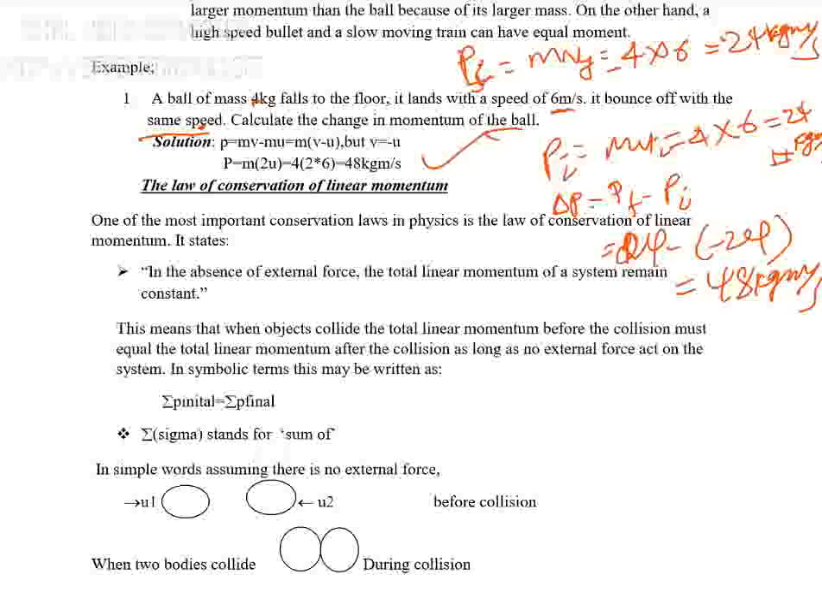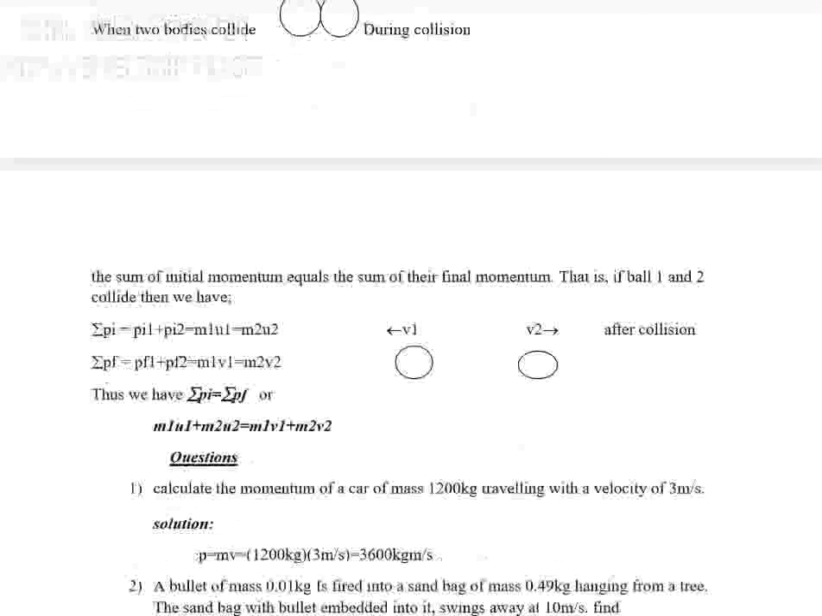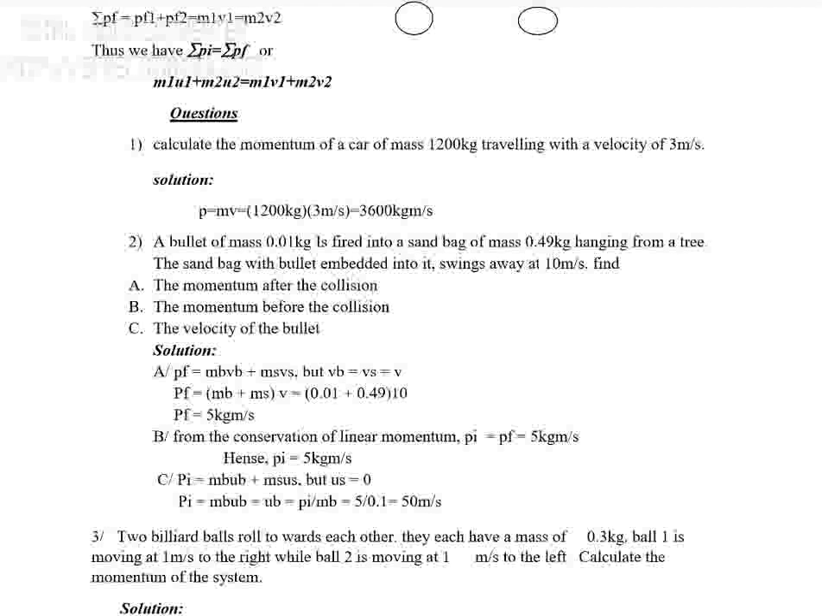Okay, we have seen about conservation of linear momentum before. Therefore, let us jump that and let us see two examples. Calculate the momentum of a mass of 1,200 kg traveling with a velocity of how much? 3 meters per second, and that momentum is equal to mass times velocity. The mass is this much and the velocity is what? 3, and the product of the two gives us the momentum, which is what? 3,600 kg meter per second.